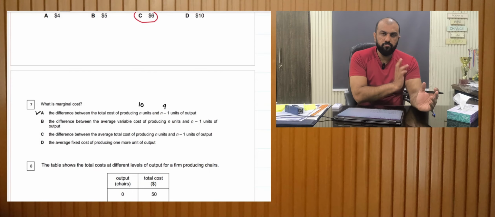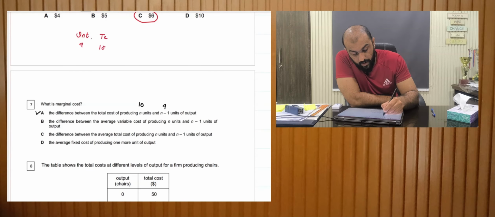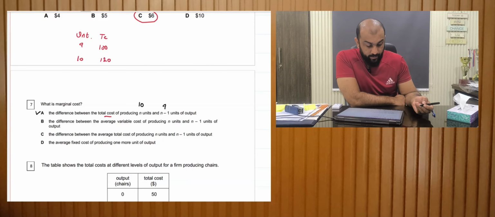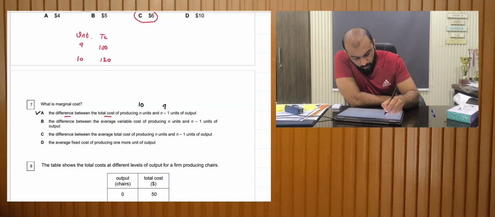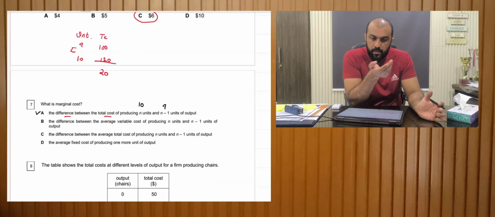So don't get confused, use your common sense. Right? The total cost of, let me give you a bit more example so it's clear. Let's say the total cost and the number of units. For the 9th unit the total cost is 100, and for 10 units the total cost is 120. So what it's saying, total cost of producing n and n minus 1, the difference. So the difference is 20, which means that the cost of the one extra unit is 20. So as simple as that.